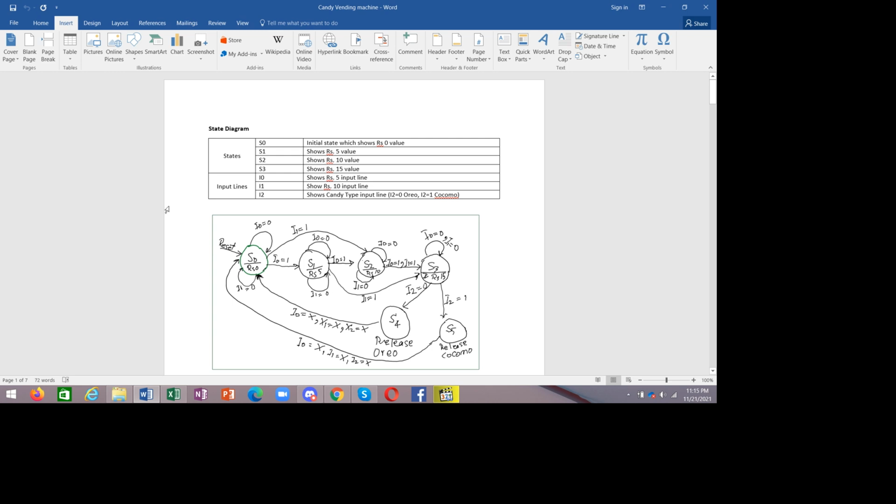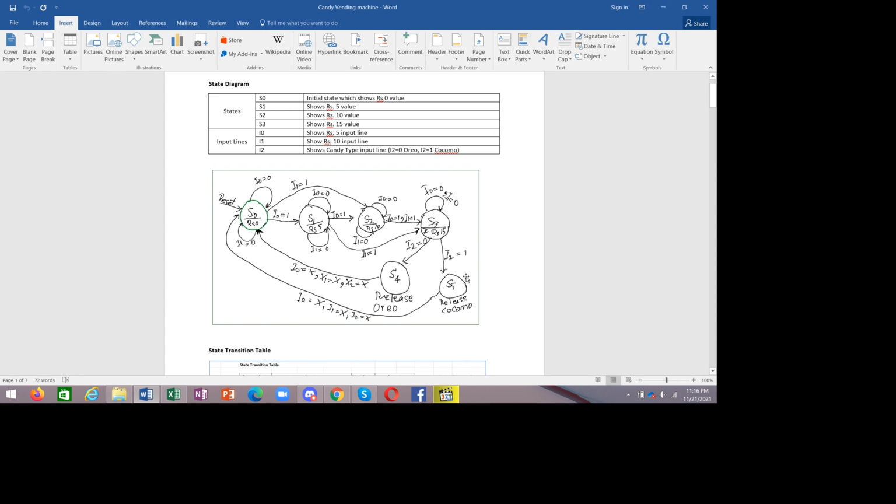And so the three inputs are I naught, which shows a 5 rupee coin is inserted, I1 which when it is 1 shows that a 10 rupee note is inserted, and I2 which deals with the type of product that the user wants. That is, if I2 is equal to 0, the machine dispenses Oreo. If I2 is equal to 1, the machine dispenses Kokomo, right? So this is a state diagram similar to what we discussed in class, just that I've added these states. So when I2 is equal to 0, we'll go to this state and release Oreo. If it is 1, we'll release Kokomo and go to this state, and then both will go to the initial reset state.